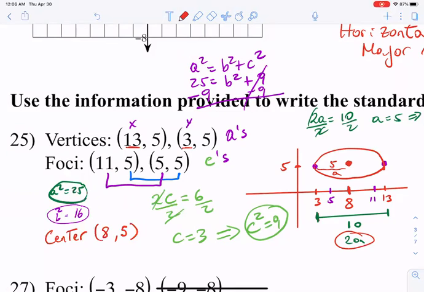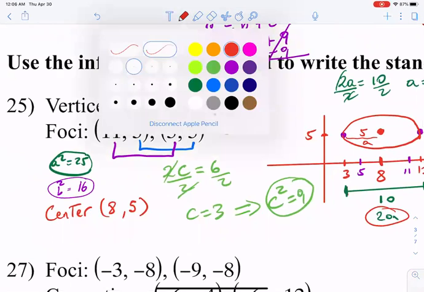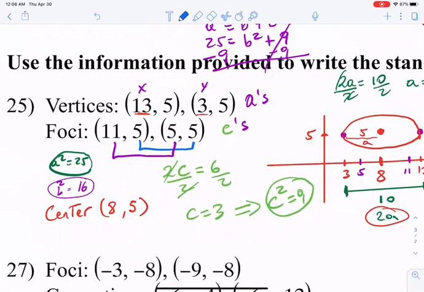And at this point, I'm done with this problem because I have everything that I need. So the last part is just to write the equation. We know that this is a horizontal axis, so this is (x minus h) squared over a squared plus (y minus k) squared over b squared equals 1. And remember, because this is a horizontal major axis, the a goes with the major axis, which is x in this case. So a squared was 25, b squared was 16, and I'm done. That's all I need to do.